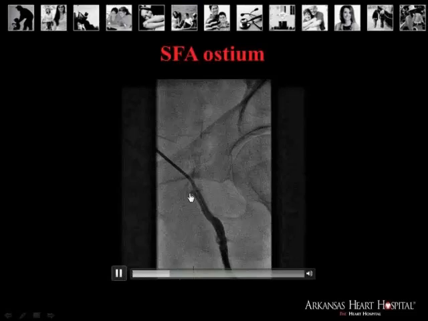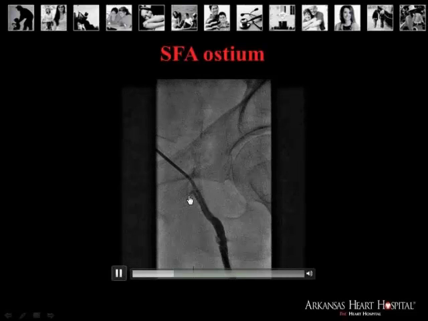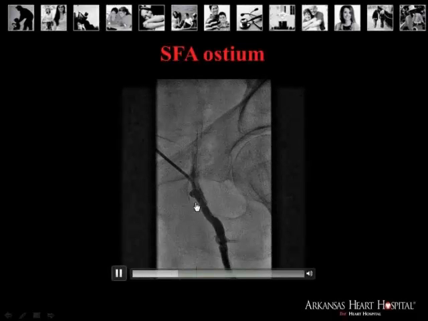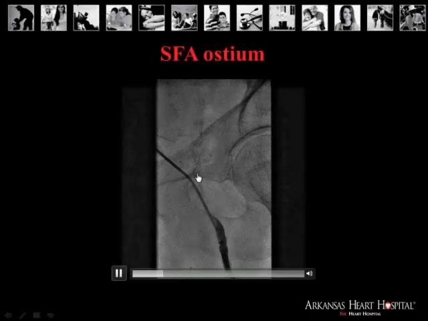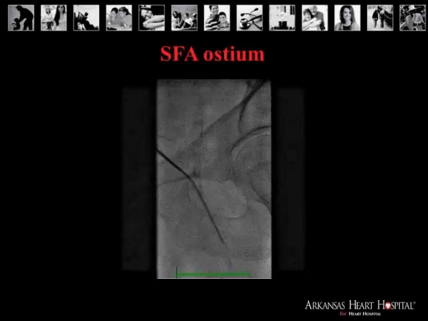2 areas that are visible. This is the old femoral popliteal graft, and this would be the true SFA. Again, due to the short nature of the common femoral artery, we elected not to go antegrade. This left us with a retrograde approach.